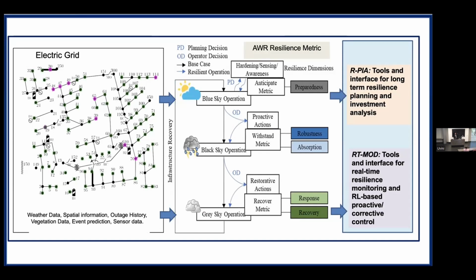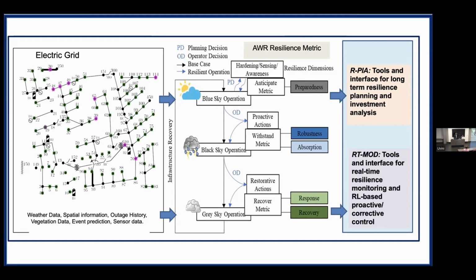And then we came up with this metric, which we call AWR. A means anticipate, W means withstand, and R means recover. So anticipate metrics, withstand metric, and recover metric. As you can see, these are all for different phases. Anticipate is the ability to anticipate how my grid will be impacted if this event comes through, right? So the event is not there, but it's predicted. Now I'm trying to anticipate where it's going to impact and what it's going to impact.